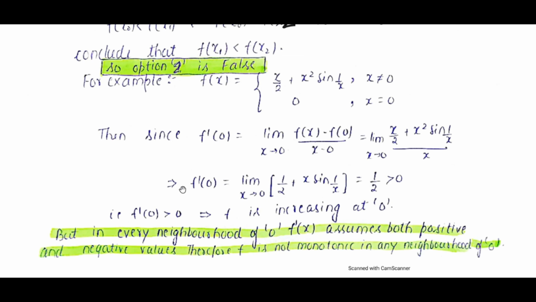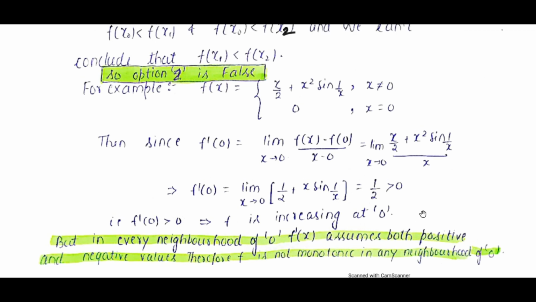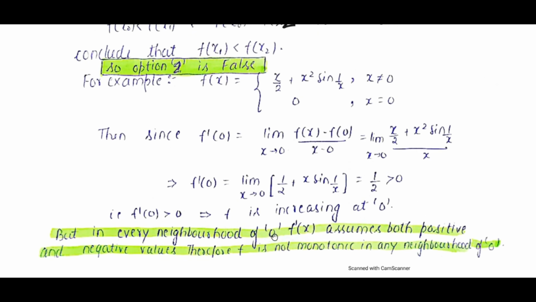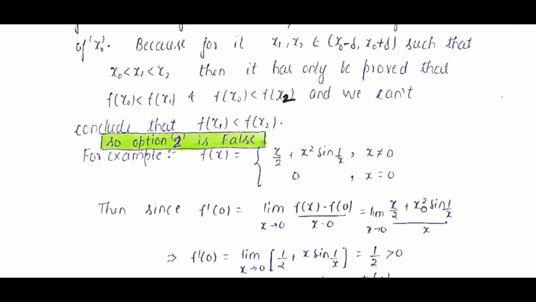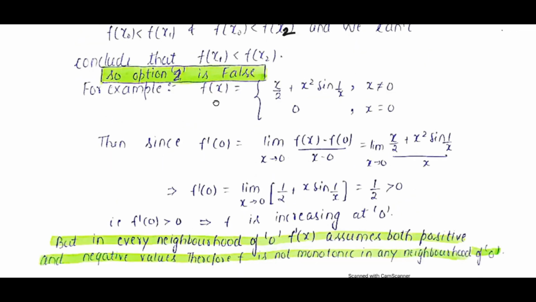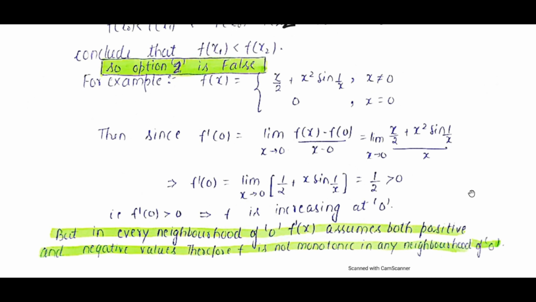So f'(0) is 1/2, that is greater than 0. So f is increasing at 0. But in every neighborhood of 0, f'(x) assumes both positive and negative values. Therefore, f is not monotonic in any neighborhood of 0. So in this example, f(x) is increasing at 0, i.e. f'(0) is greater than 0, but f(x) is not monotonically increasing around 0. So option 2 is false.